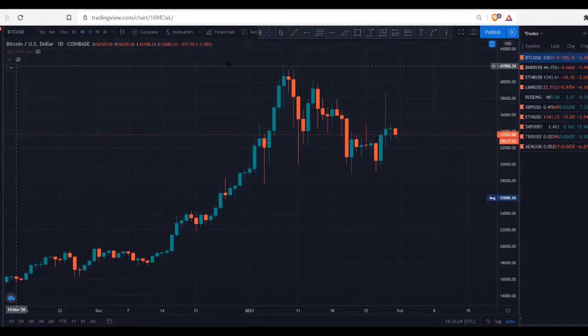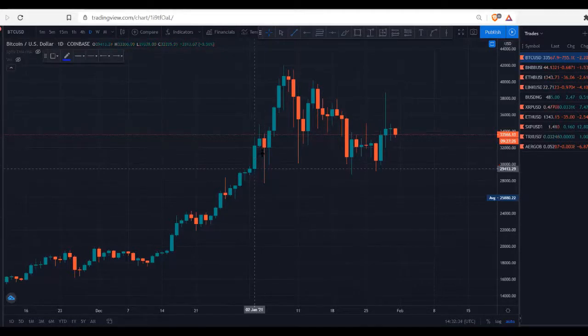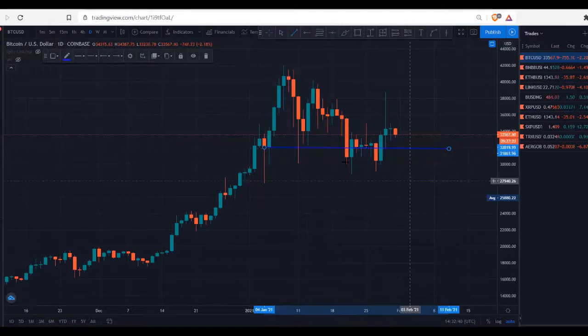Now I need to put the support line that I just explained for us. This is a support line. You can put it here. So you see, price gets it, goes up, gets it, goes up, gets it, goes up again. So that's the support line I just explained. Okay, back to our chart.